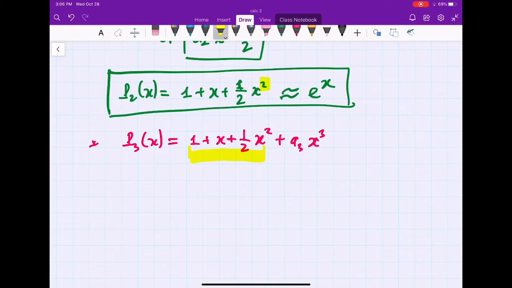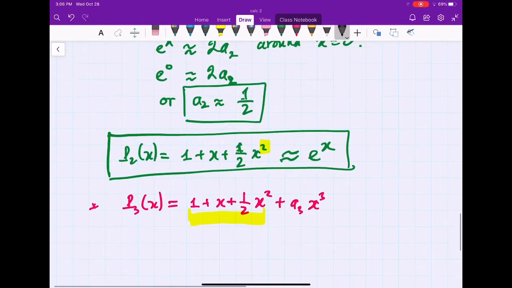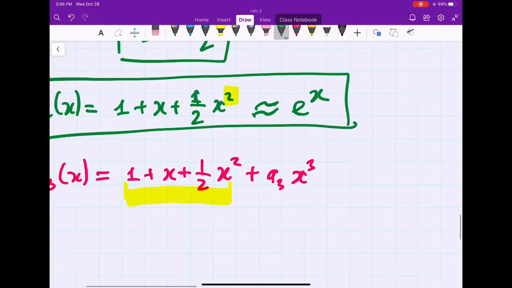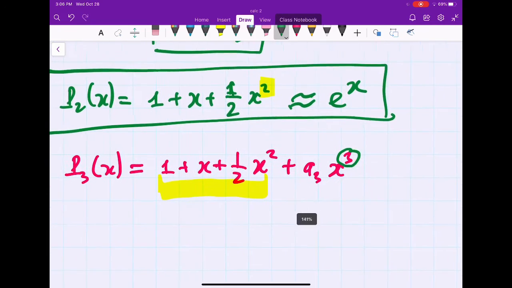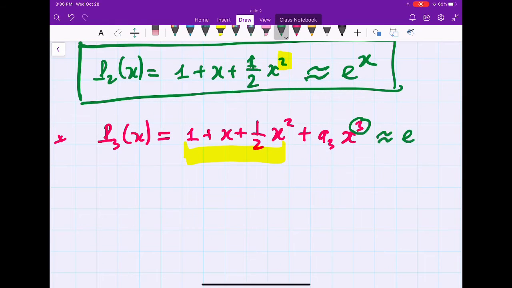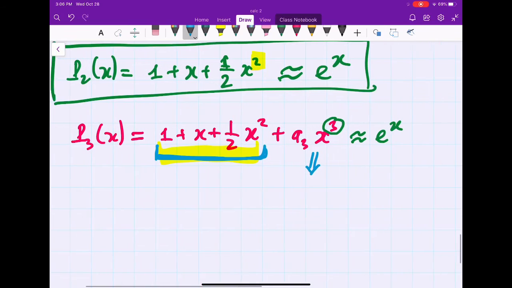Is that correct? So again, similar to this case, we need to differentiate how many times? 3 times, because you have x cubed in here, right? You need to differentiate 3 times, so x cubed will disappear, and then you get a3. Agree? Okay, this is approximately equal to e to the x. Let's differentiate 3 times. When you differentiate 3 times, these terms will disappear, just 0, because x to the 1 and x squared, so you care about this term only, okay?